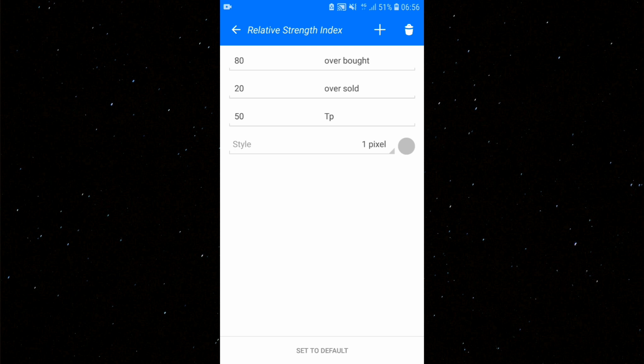The first level is 80 and we term it as our overbought. The second level is 20 and we term it as our oversold, and we have the last level which is at the 50 level and we term it as the P.